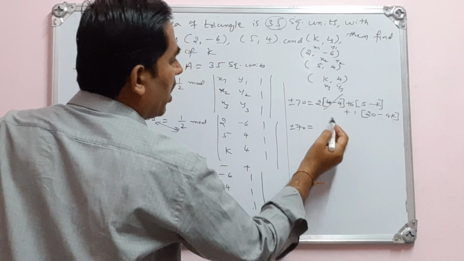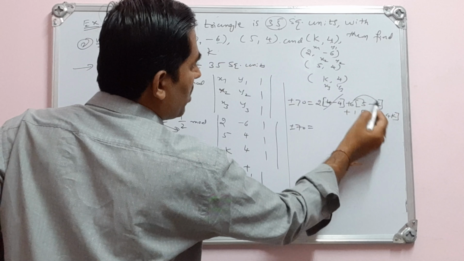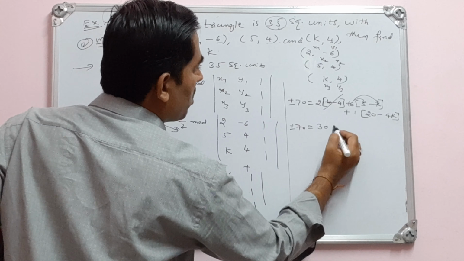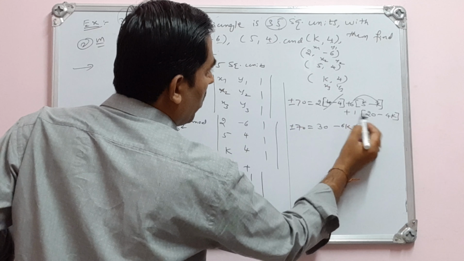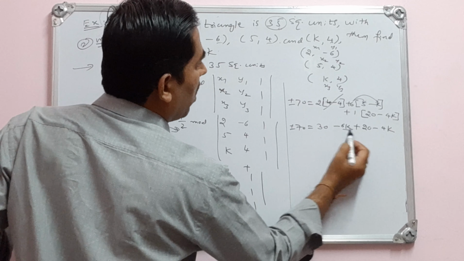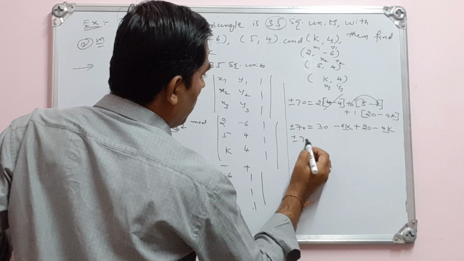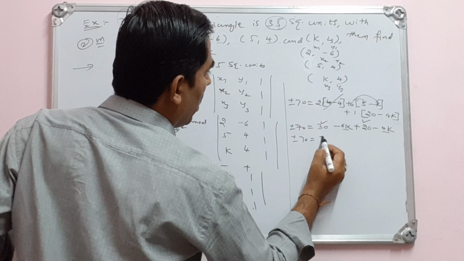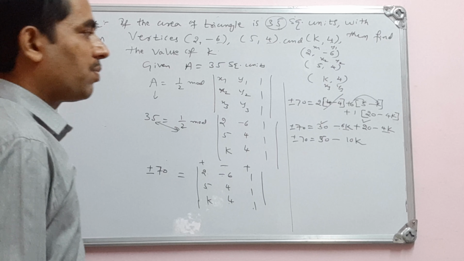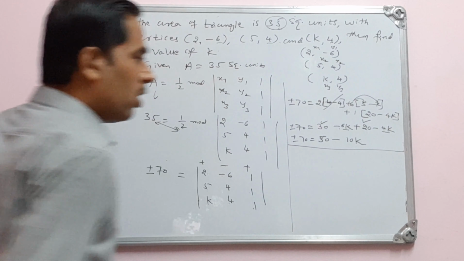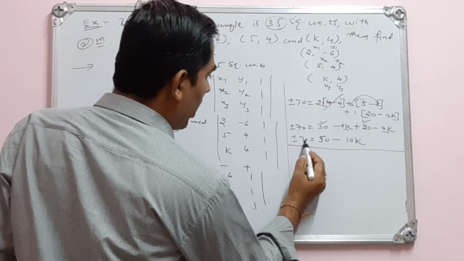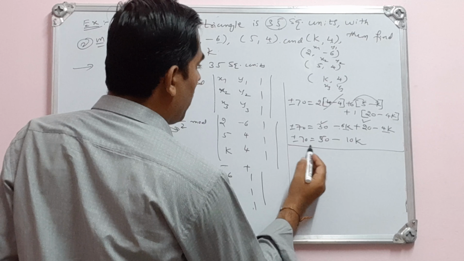So simplify all these things. 0 into 2 is 0. 6 into 5 is 30, plus into minus, minus 6k. Then plus 1 into 20, that is 20, plus into minus, minus 4k. So here I have like terms: plus or minus 70, 30 plus 20 I get 50, then minus 6k minus 4k is minus 10k. Up to this we can do the simplifications. Here I can consider plus 70 and minus 70.